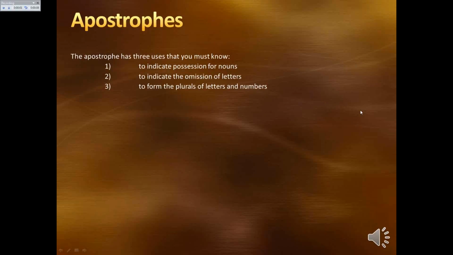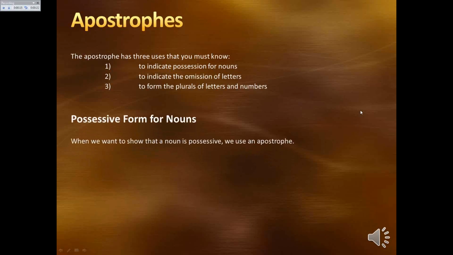We have three different uses that you have to know about apostrophes. The first is to indicate possession for nouns. The second is to indicate the omission of letters. And the third is to form the plurals of letters and numbers. We're going to start with the possessive form of nouns.